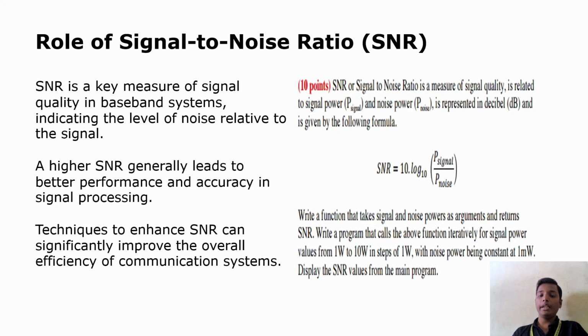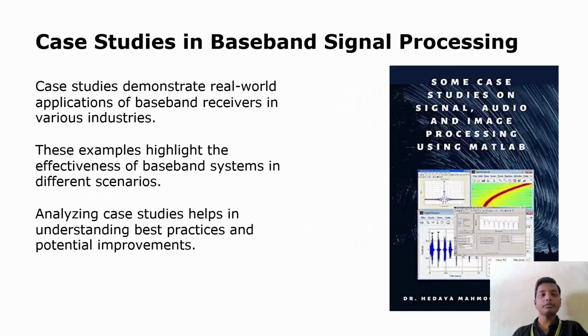Write a function that takes signal and noise powers as arguments and returns SNR. Write a program that calls the above function iteratively for signal power values from 1 watt to 10 watts in steps of 1 watt, with noise power being constant at 1 milliwatt. Display the SNR values from the main program.